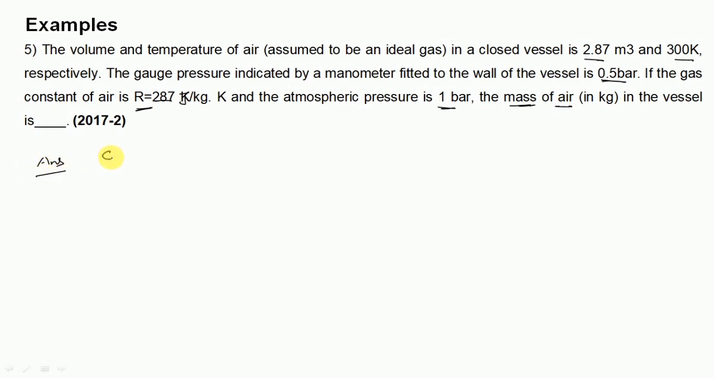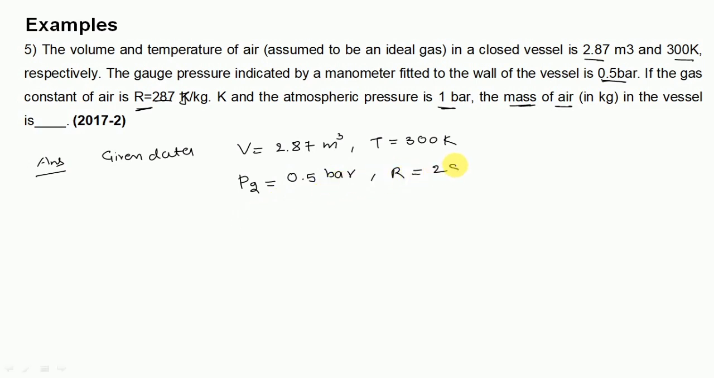Solution. Given data: first we have the volume V, and it is 2.87 meter cube. Then temperature T, and it is 300 Kelvin. And pressure, here the gauge pressure is given, so I write over here Pg, gauge pressure, and its value is 0.5 bar. Then the value of R is given, and it is 287 joule per kg into Kelvin.